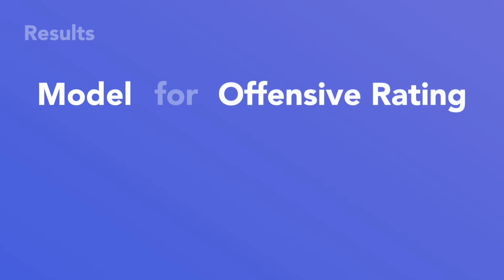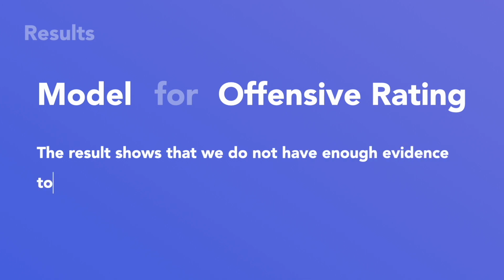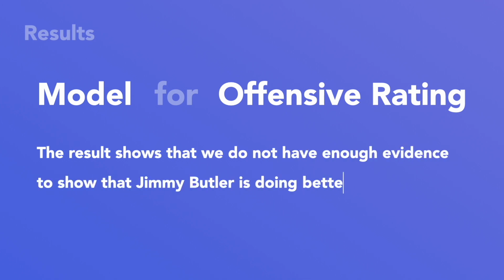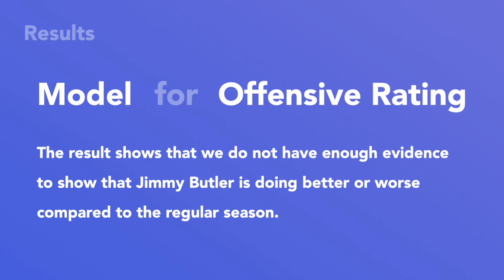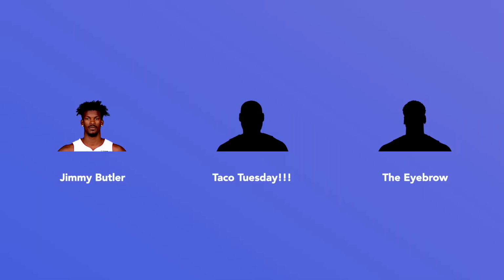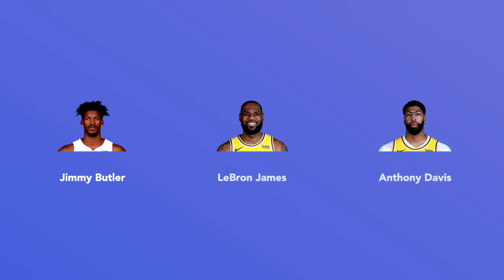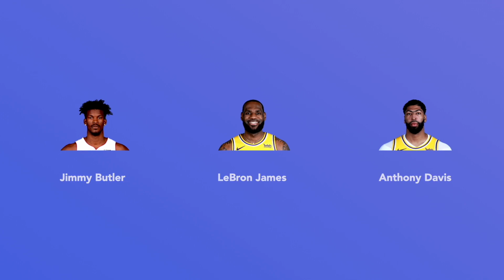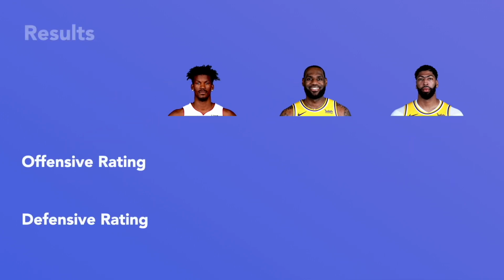In the next step, we used the same method but with a different y. We built another linear regression model to look into the offensive performance. The result shows that we do not have enough evidence to show that Jimmy Butler is doing better or worse compared to the regular season. To make things more interesting, we also looked into Jimmy Butler's opponents in the final games, and they are LeBron James and Anthony Davis.